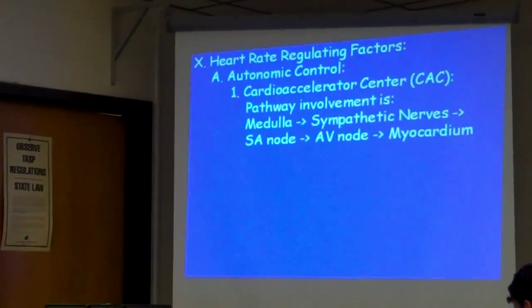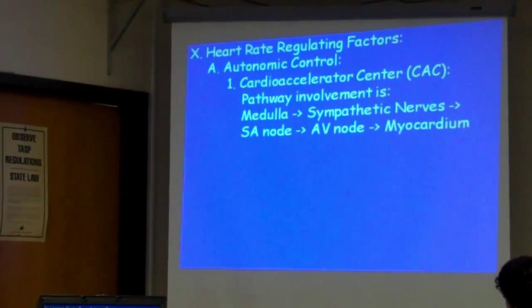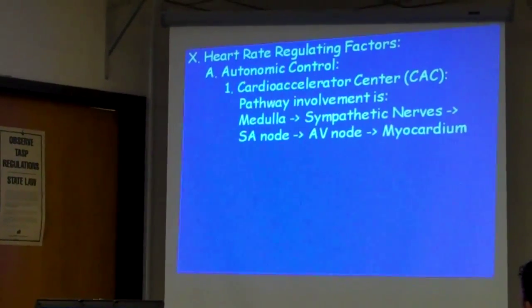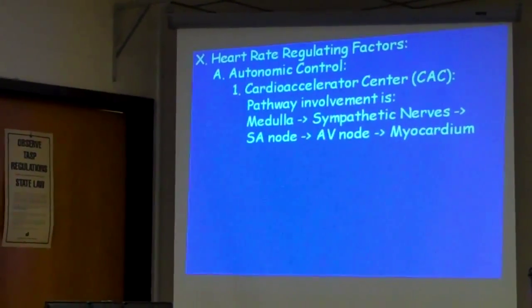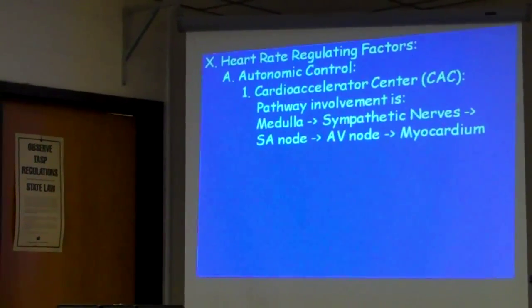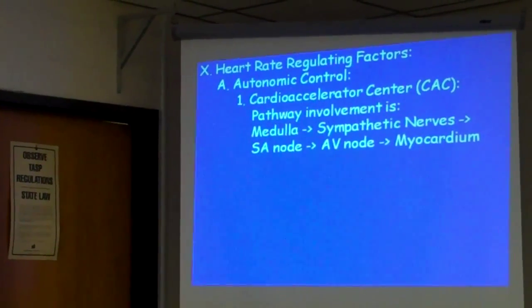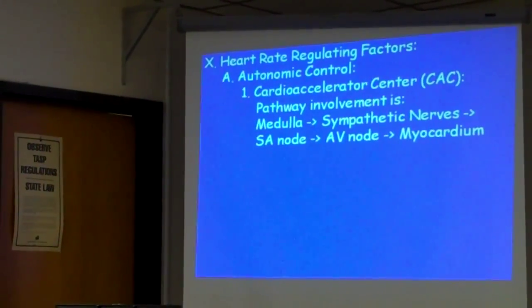Now, cardio accelerator center, CAC, where is it? Medulla oblongata, the medulla. Then sympathetic nerves, SA node, AV node, myocardium. Now that works to accelerate the heart rate. That's the cardio accelerator.